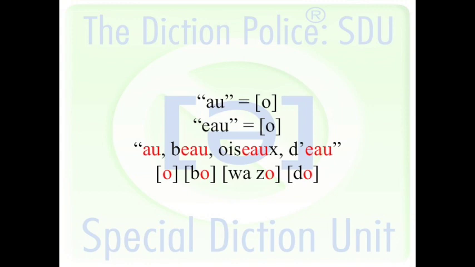One thing to note about the AU and EAU ending is that the plural is an X. Like we have here, like we have "les oiseaux." The mark of the plural here is X and not S as it usually is in French. And that's another spelling rule that one has to know.